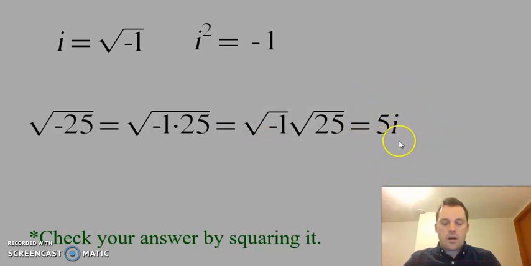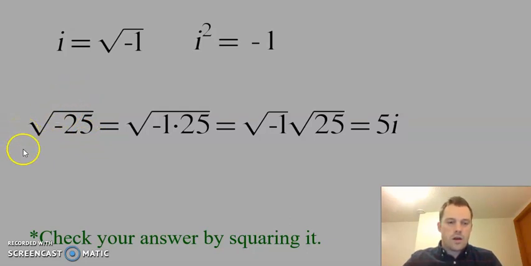And we can always check our answer by squaring this, so 5i times 5i. 5 times 5 is 25, and i times i is i squared, which is negative 1. So we end up with negative 25, and if we square the original square root, we also get negative 25 because the square cancels with the square root.